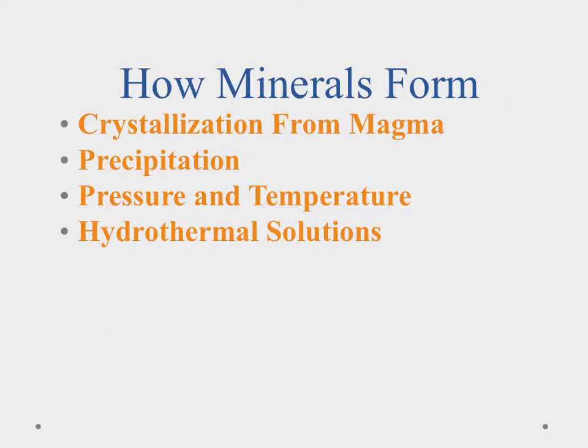Okay, so now that we know what a mineral is, let's talk about how they form. Minerals are going to form by 4 basic processes. The first one is going to be this crystallization from magma. If you can recall, magma is going to be molten rock, molten material that way.